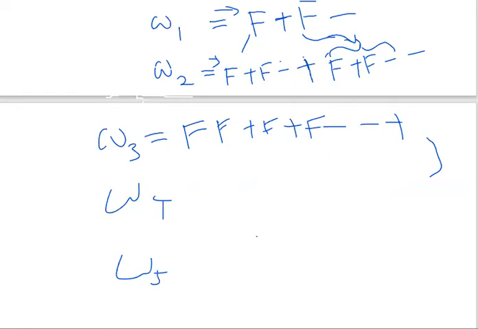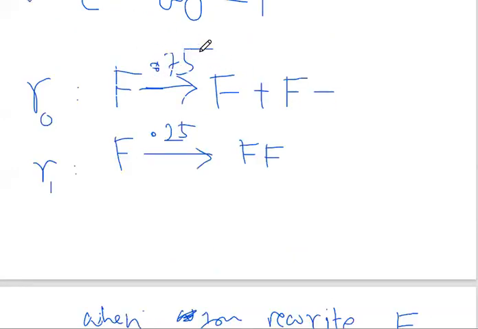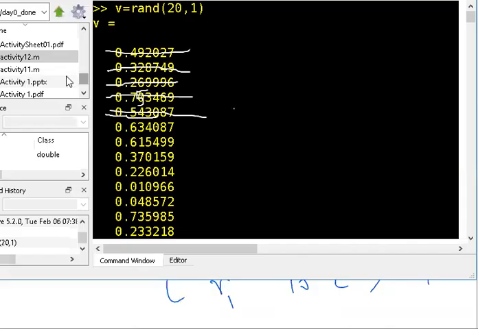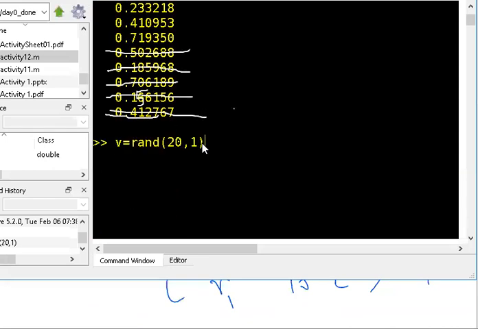So can you please explain how to take the value again? These values define probabilities like this. F is replaced with this whenever the random number is less than 0.75. F is replaced with double F whenever the random number is greater than 0.75, right? So you have to check the random number all the time. Let's generate another set of random numbers.